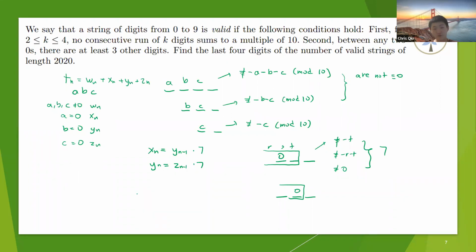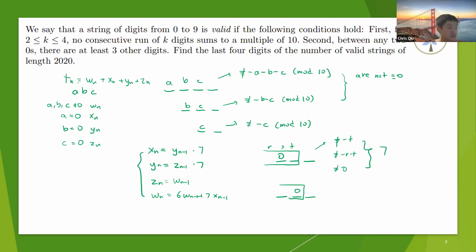And you can go through similar analysis for W of n and Z of n to get the equations. Z of n is equal to W of n minus 1, and W of n is equal to 6 times W n minus 1 plus 7 times X n minus 1. I'm going to spare the details for now. But these are the equations that you get after going through the analyses of each of these 4 possibilities.